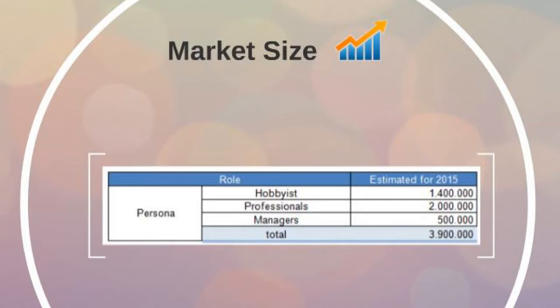We did research on the market size of software developers in the USA. According to the Bureau of Labor Statistics, there are approximately 2 million software developers currently working in the USA, which would make 1.4 million young hobbyists and 500,000 managers. So the total target group would be 3.9 million in total. And this market consists for 80% out of males.